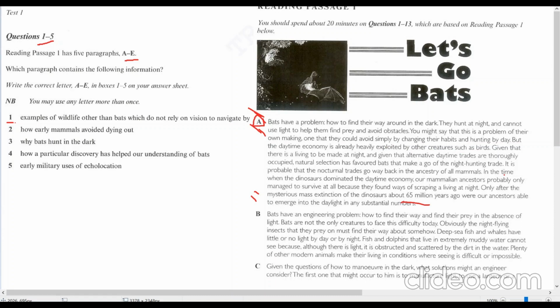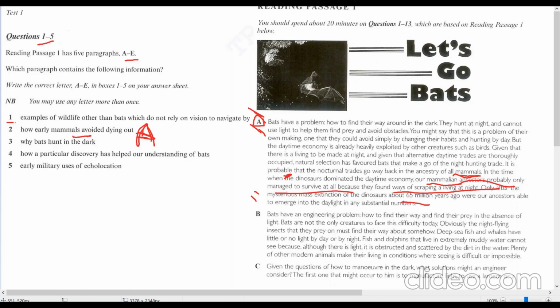Now let's read 2. How early mammals avoided dying out. Now actually I've come across the word mammal or mammalian. Here it is. So I just can see here the word mammal. So I go through it very quickly. Now this is a typo here. This is probable that the nocturnal traits go way back in the ancestor of all mammals. In the time when the dinosaurs dominated the daytime economy, our mammalian ancestors probably only managed to survive at all because they found a way of scraping a living at night, etc., etc. Okay, so here this is A because they talk about how our ancestors, meaning really older ones. So how they avoided dying out by actually avoiding dinosaurs and trying to work at night, get out at night and try to hunt animals, gather food, etc.